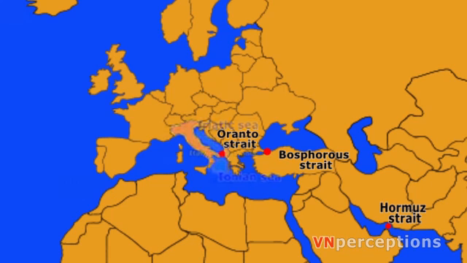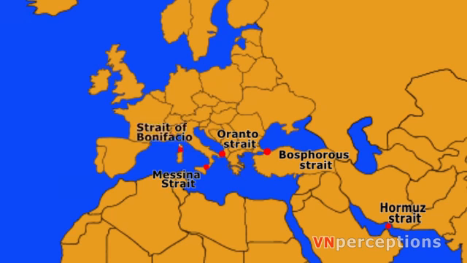Next one is the Strait of Messina. It is a narrow strait that lies between the eastern tip of Sicily and the western tip of Calabria in the south of Italy. It connects the Tyrrhenian Sea to the north with the Ionian Sea to the south with the central Mediterranean.